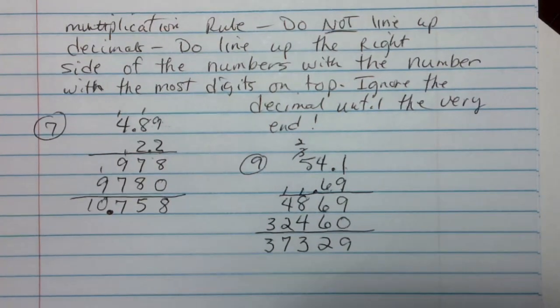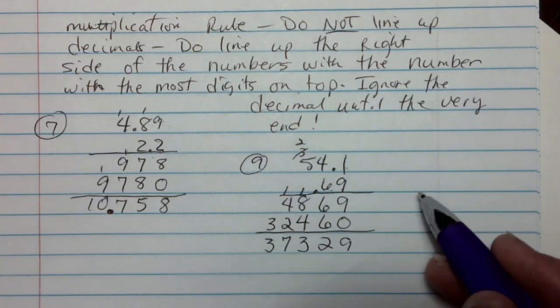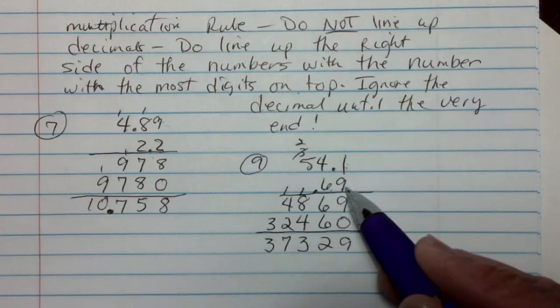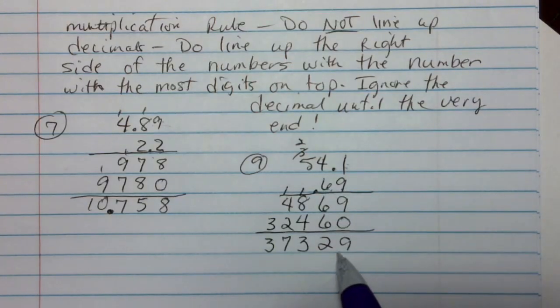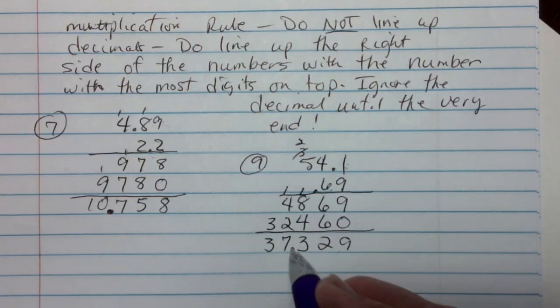Go back and count up your digits to the right of the decimal. 1, 2, 3. 1, 2, 3. So there's where your decimal goes.